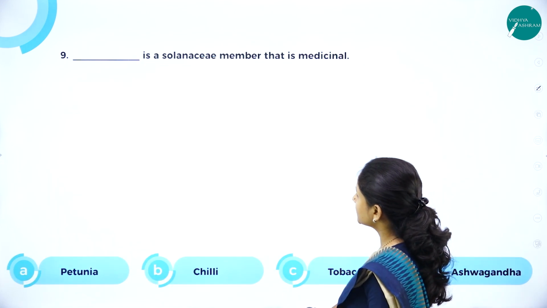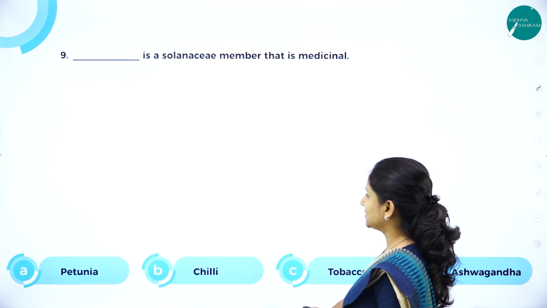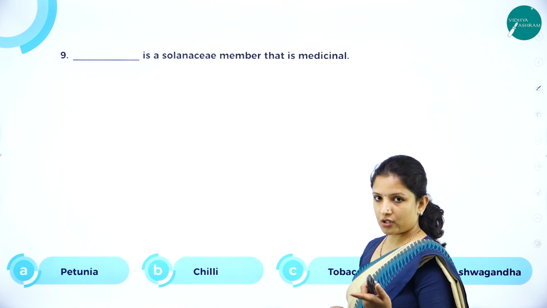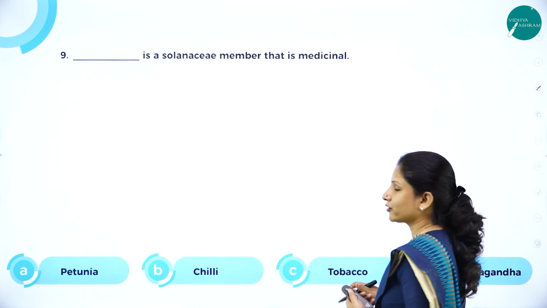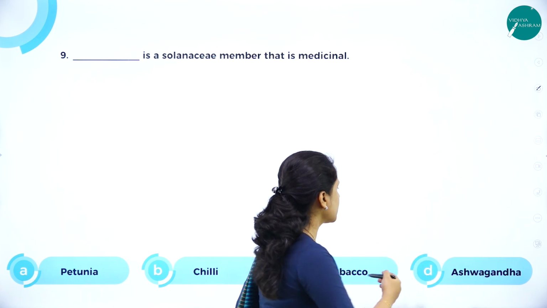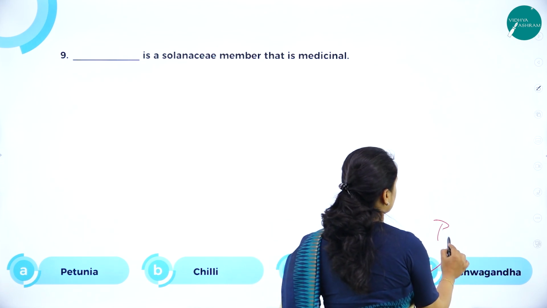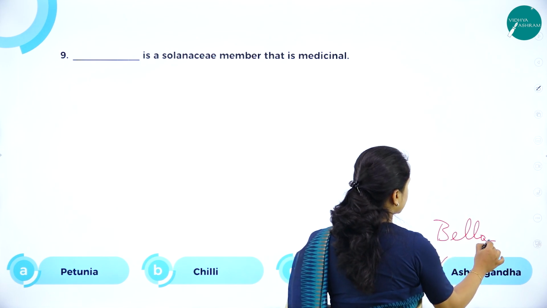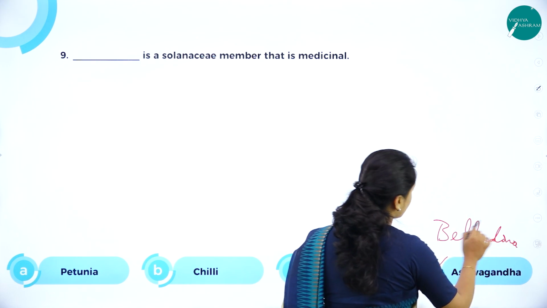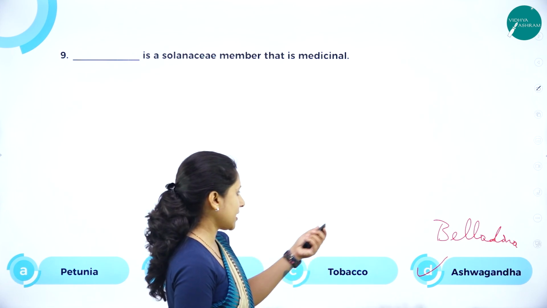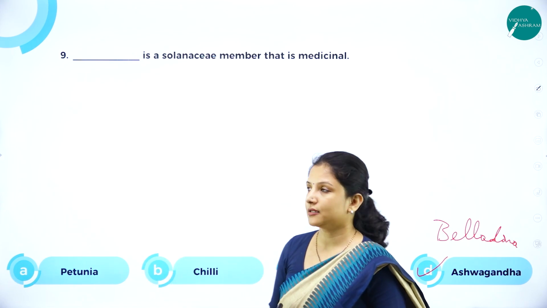Next. Dash is a Solanaceae member that is medicinal. Petunia is ornamental. Chili is a spice. Tobacco is a fumigator. It is ashwagandha, or the option can be belladonna also. Both are one and the same because belladonna is also medicinal under Solanaceae. So, right answer here is ashwagandha.